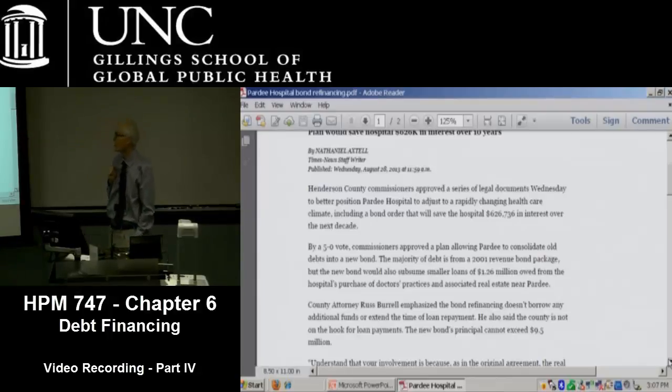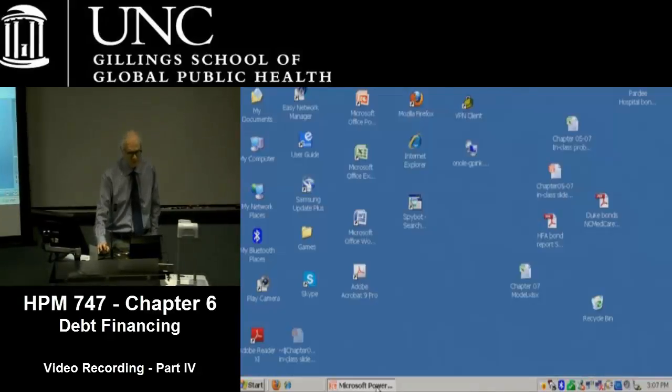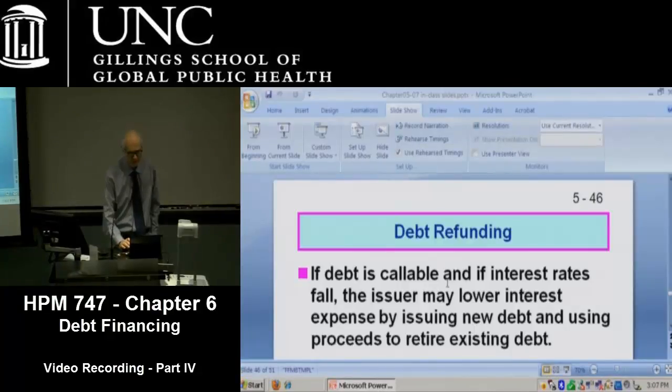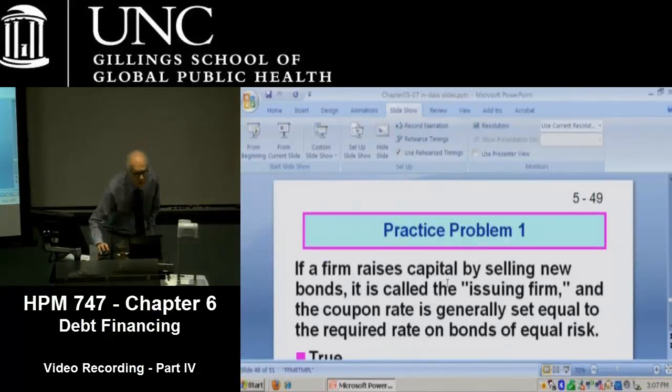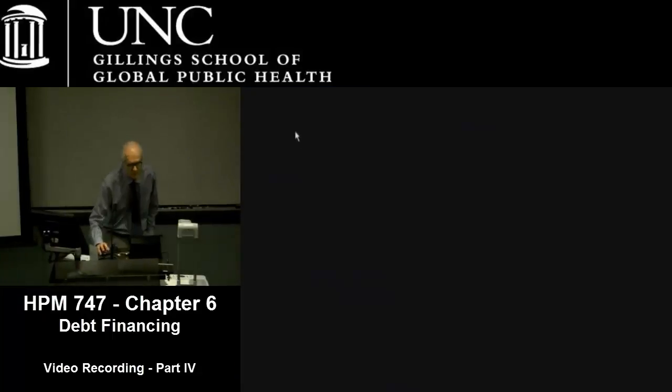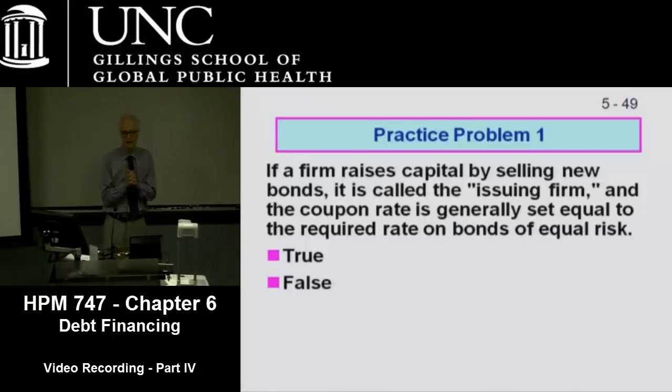In the third column, they're going to save $626,000 a year in interest payments. So that is what we talk about as debt refunding or the bond calling decision. But even now, in a period of very low interest rates, there's still quite a bit of debt being recalled. So, any questions about the concepts or the principles of what we've been talking about?